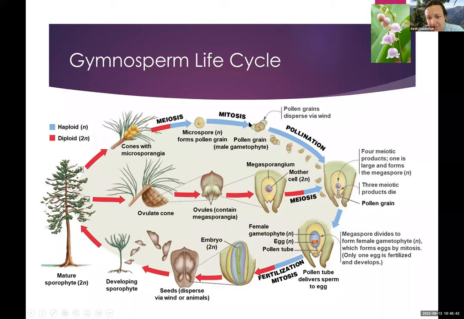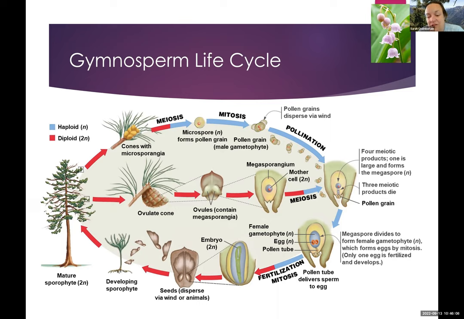Look, it looks like Mickey Mouse. Okay. And it's dispersed by the wind, flies around because of those little ears, right? Eventually it lands on the female. Okay. So meanwhile, with the female, we've got these megasporangia. There's our megasporangia. And it has something called a mother cell.